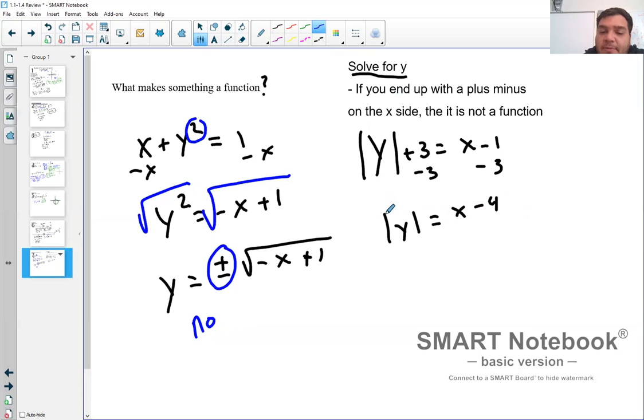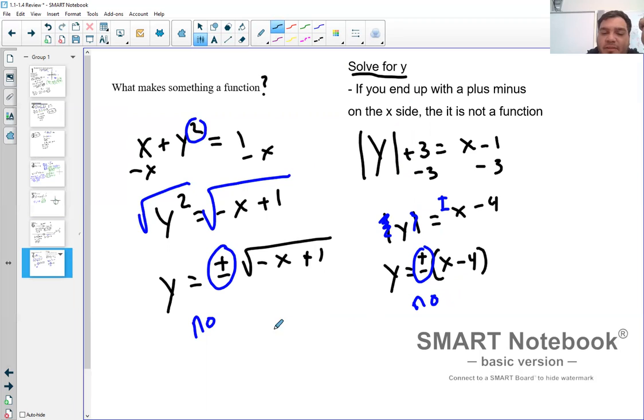To get rid of an absolute value, you have to add a plus minus on the other side. So what it becomes is y equals plus minus x minus 4. Because the plus minus exists here, y equals plus or minus x minus 4, it is not a function. So if you solve for y and it has a plus minus, you know it's not a function.